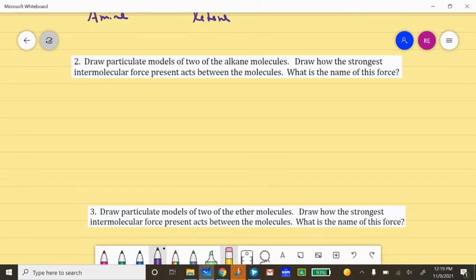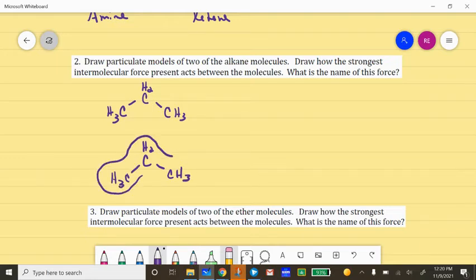Let's do it this way because they say particle models. So you could do this a couple different ways. You could do carbon, carbon, carbon. I'm going to draw it the same way they have in the picture. CH3, CH3, they have that way. And then we'll do another one just right below it. Carbon with the hydrogen, CH3, and then the other CH3 over here.